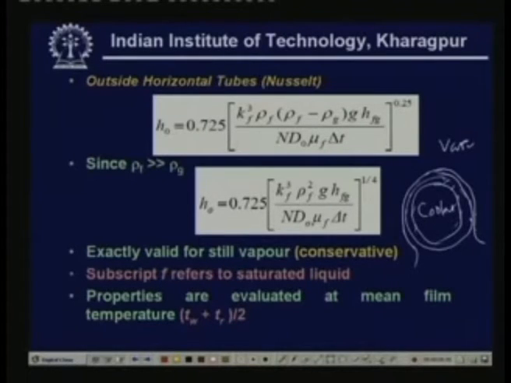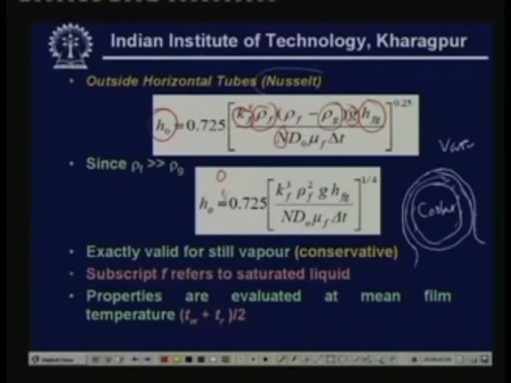For such cases, Nusselt has given a correlation. This is a classical correlation suggested by Nusselt. Here in this particular correlation, h naught is the condensation heat transfer coefficient. And here k_f is the thermal conductivity of the saturated liquid refrigerant, rho_f is the saturated density of the liquid refrigerant, rho_g is the saturated density of the vapor, g is the acceleration due to gravity, h_fg is the latent heat of vaporization, n is number of tubes in a row.